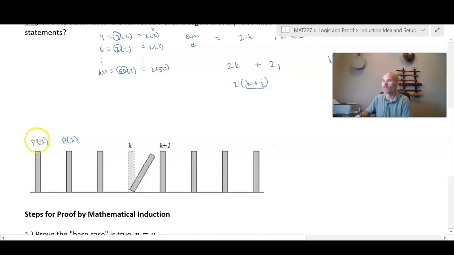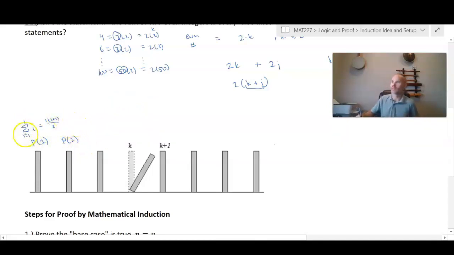This one would be P of 2. So P of 1 in our situation would be the sum beginning at 1 and ending at 1. So that's basically just the term 1 with nothing added to it. But that would give us the same answer as taking 1 times 1 plus 1 over 2. And okay, well, the left side is 1. 1 times 2 divided by 2 is also 1, so they are equal.